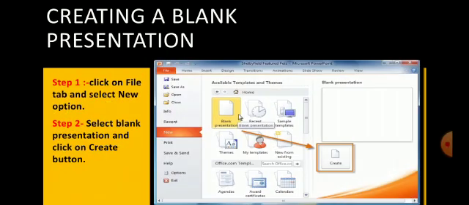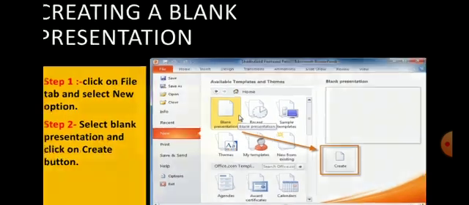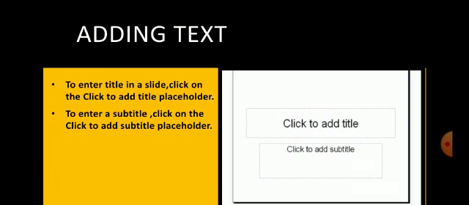Now the second topic is creating a blank presentation. If you want to create a blank presentation, then follow these steps. Step first, click on File menu and then select New option. Step second, select Blank Presentation and then click on Create button. Your new presentation will be created. Look at the figure.